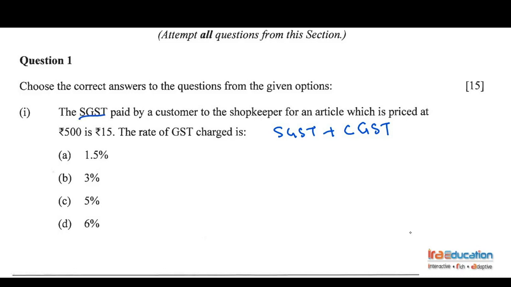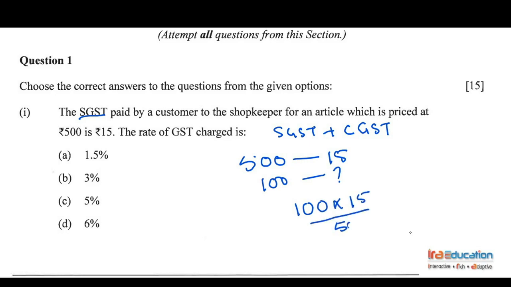So what we'll do, for 500 rupees, the GST was 15. For 100, that will be how much? So what we will do is use a cross multiplication rule. 100 times 15 over 500. So the result I'll get is 3.